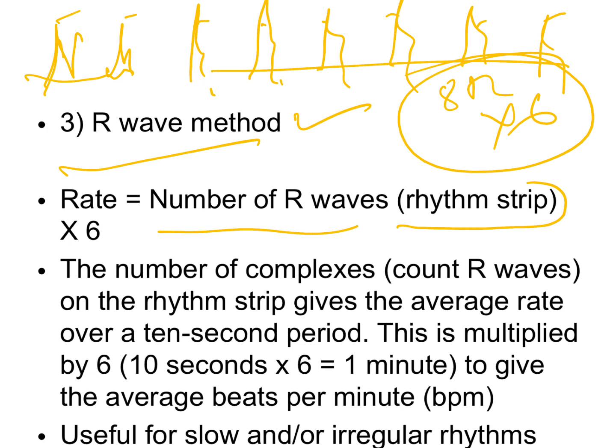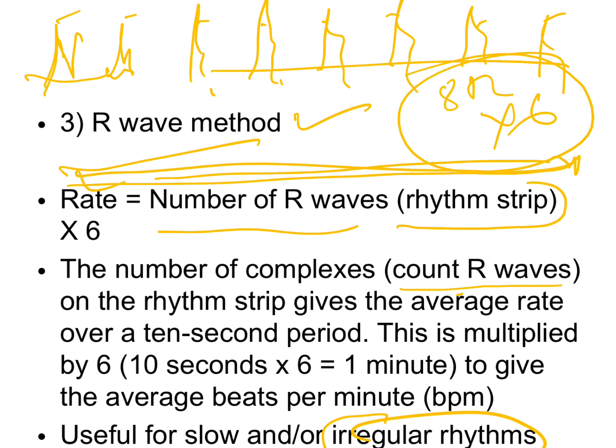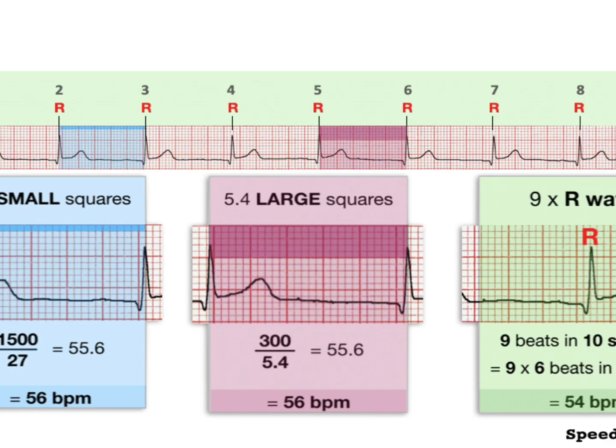But this is usually used when we have irregular rhythms, like in atrial fibrillation or atrial flutter, etc. In atrial fibrillation, the number of complexes, we have to count the R waves. As we know one rhythm strip is 10 seconds, so we count 8. Suppose I say there are 8 R waves, then to make it 1 minute we have to multiply by 6. It gives average beats per minute.